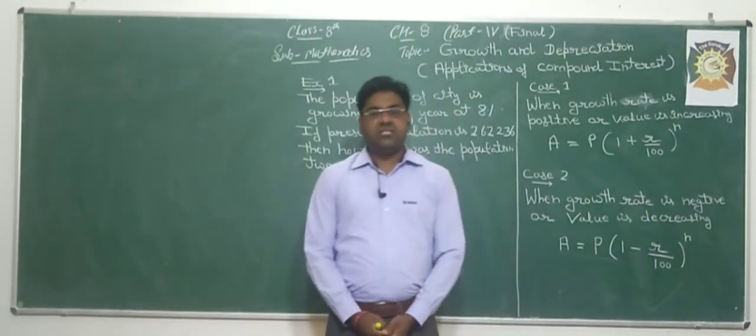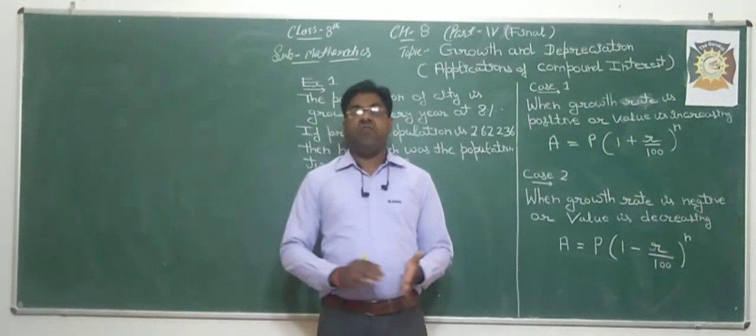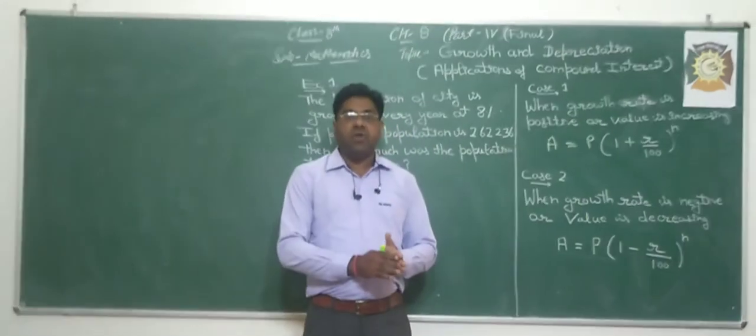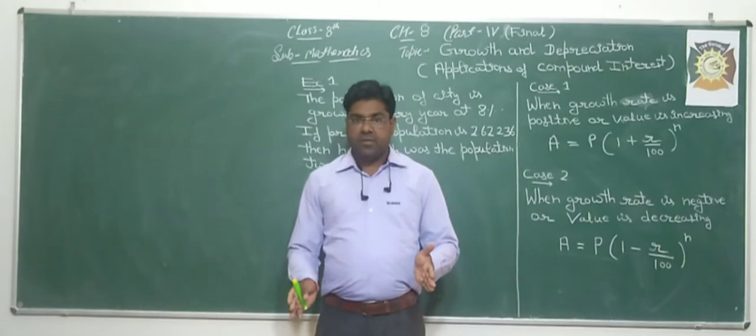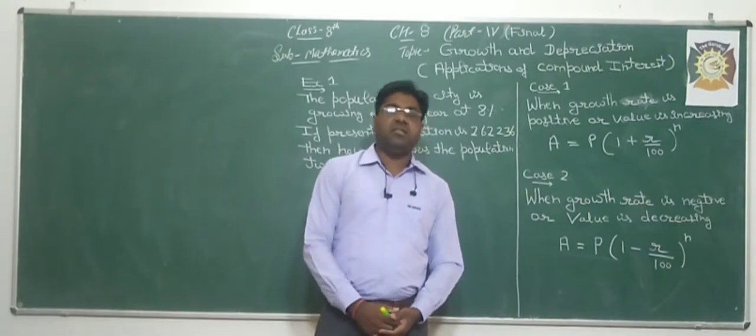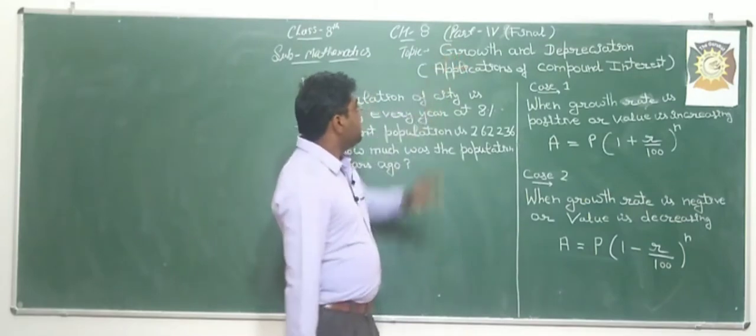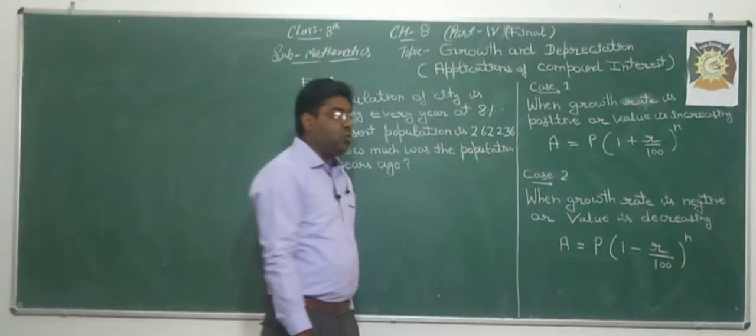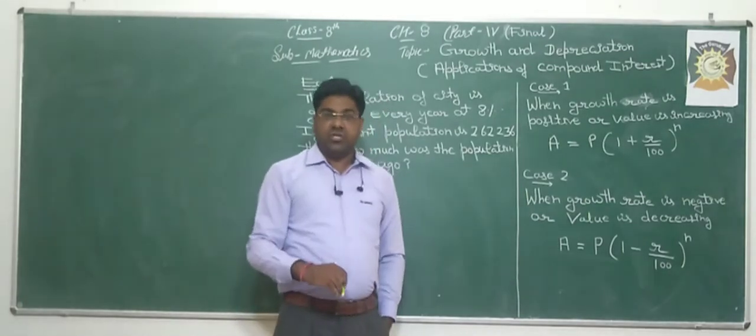So students, as you know, in our previous video, we learned how we can use the formula to find the amount when interest is compounded annually, to find the principal, rate of interest and time. But today, we are going to learn how we can apply this formula to two new things. As you can see, today's topic is growth and depreciation. Growth means increase, and depreciation means decrease.